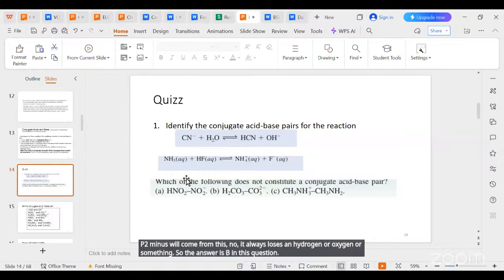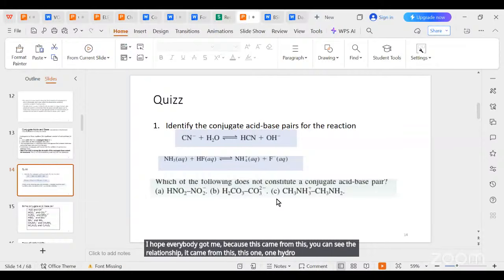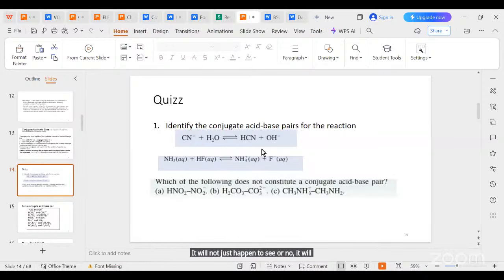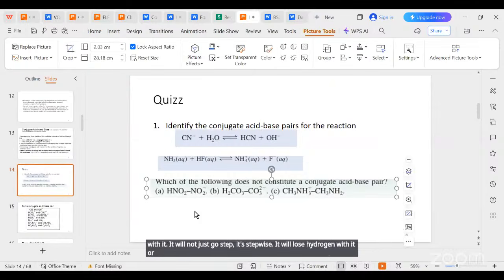So we're right here, but for this second part, the answer is B. I hope everybody got me. Because this came from this, you can see the relationship. It came from this. This one lost a hydrogen. It came from this. But this chemically cannot come from this. It will not just happen. It will either lose something, hydrogen with it. It will not just go stepwise. It will not just go to this stage.